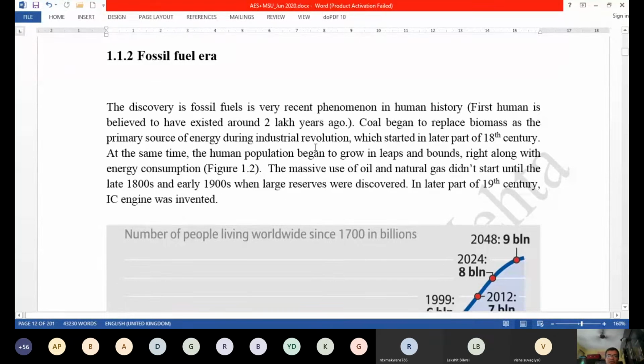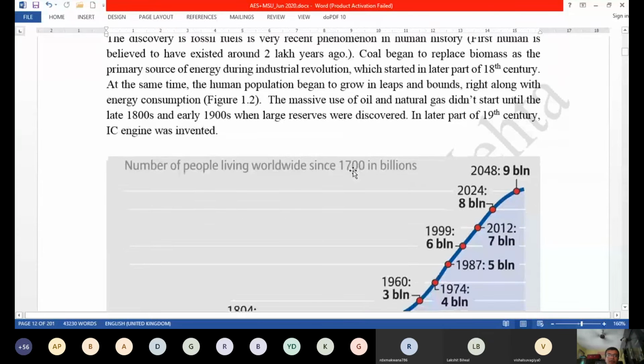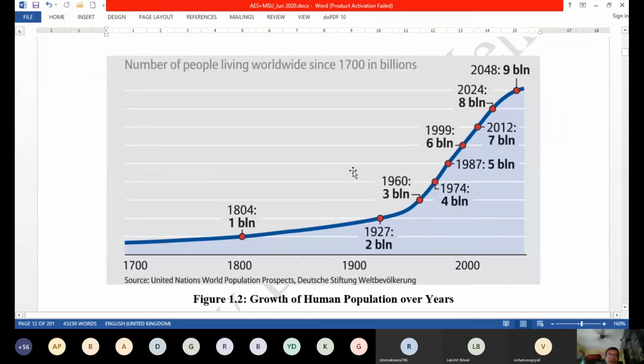But the consumption of energy itself was not this high. Now the fossil fuel era started. That is the discovery of coal, and then the industrial revolution, and then the oil and natural gas discovery, and then the electrical power plants were built. Okay, so this led to a very rapid rise in energy usage in the world. Of course, this graph is showing the human population growth. So what are the reasons why the energy usage increased?